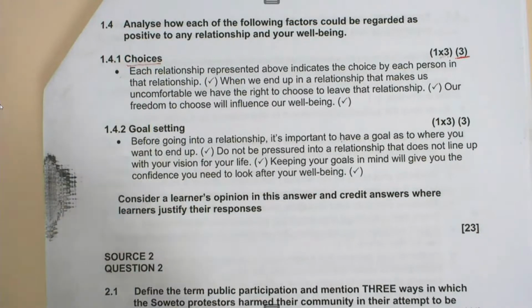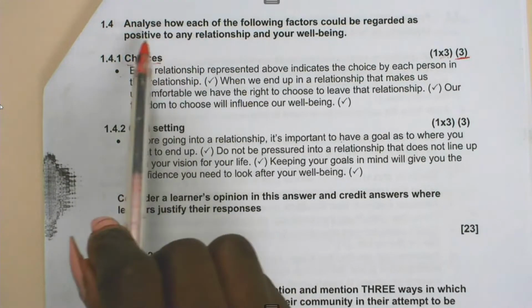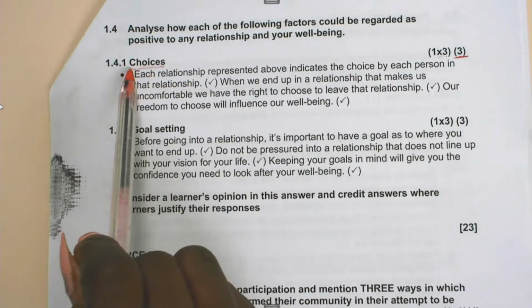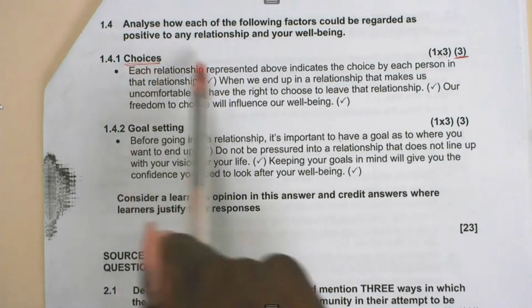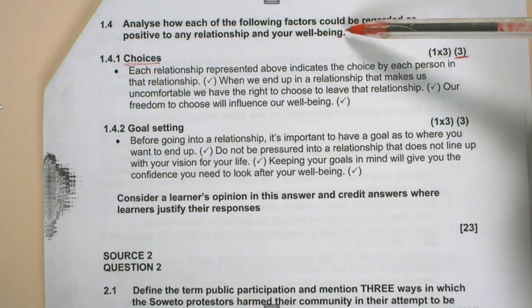So being in this relationship is a choice that a woman or the guy is making. When we end up in a relationship that makes us uncomfortable, we have the right to choose. We have the right to choose to leave that relationship. Our freedom to choose will influence our well-being. I would like to give an example to the learners. If we're talking about choices, if you don't choose to go out of the relationship, it will affect your well-being.